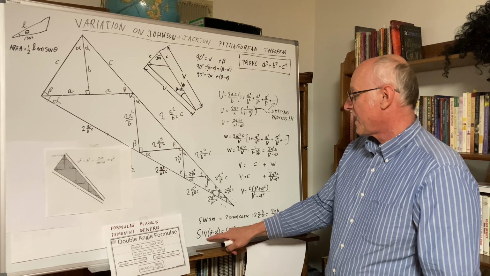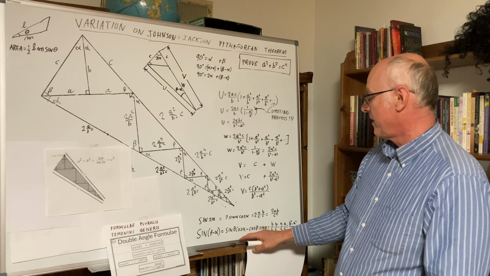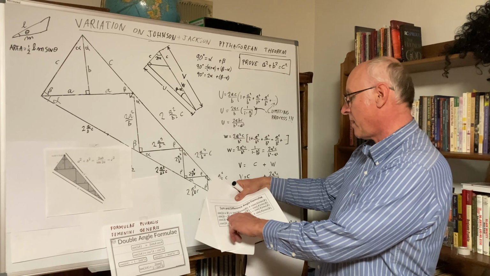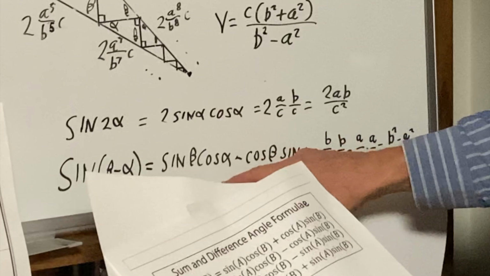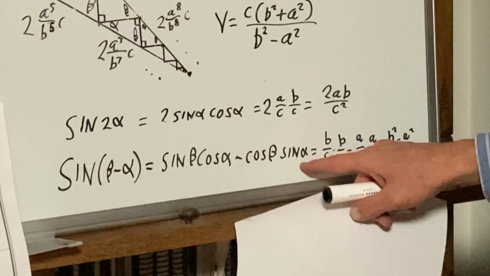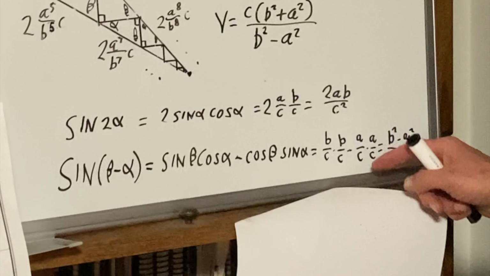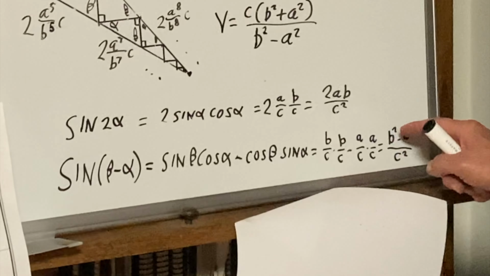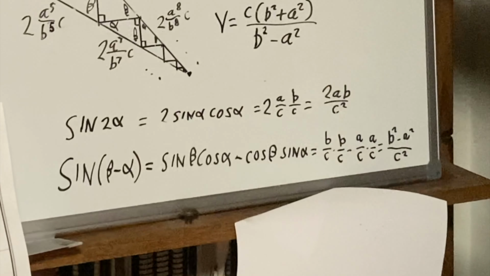And then sine of beta minus alpha, that's this angle here. Well, that's simply sine beta cosine alpha minus cosine beta sine alpha, and then in ratio form, that's again b over c times b over c minus a over c times a over c, which is b squared minus a squared over c squared. So that's the preliminary work that we had to do.